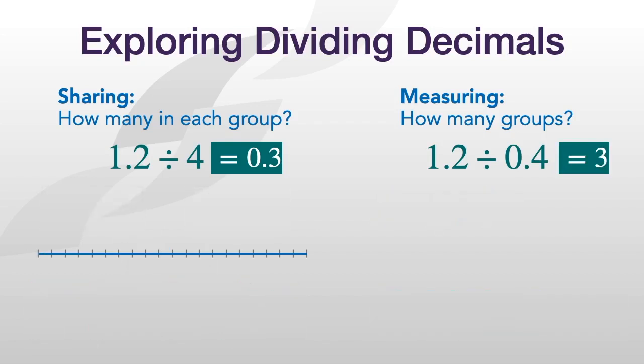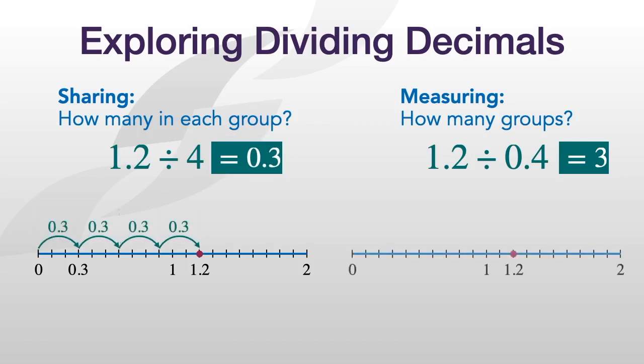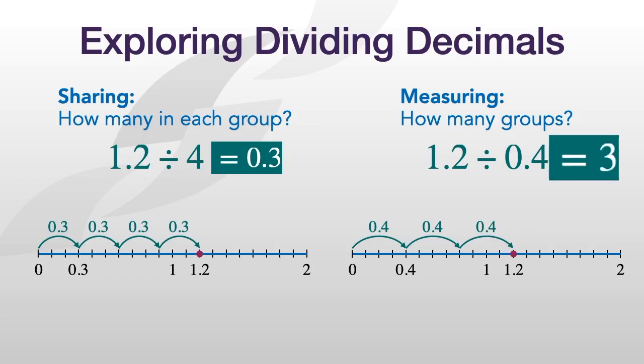We can also make sense of these questions using a number line. We can place 1 2/10 here. Next, let's divide this interval into 4 equal parts. We can see that each divided interval is 3/10. For the question on the right, we find 4/10 and then see how many of this interval it takes to make up 1 2/10, and we see that it takes 3 of them.